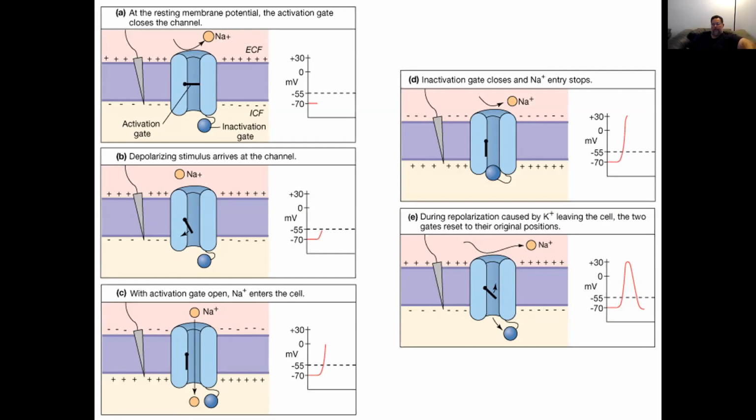When the inside becomes more positive, around -55 millivolts, we reach what we call a threshold. That threshold opens up the activation gate. So that -55 millivolts causes the activation gate to open. And when it opens, sodium flows through.